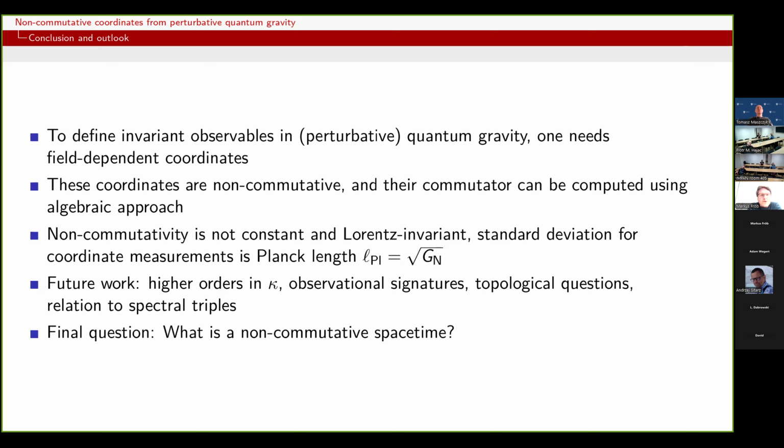And of course, there's a lot of things that need to be done, which I haven't done yet. These are quite recent results. I would be happy to relate this also to other approaches. There could be higher orders in kappa. What are the observational signatures of these things? And the final question is, what is a non-commutative spacetime? Maybe these coordinates could give some ideas of what should come out.